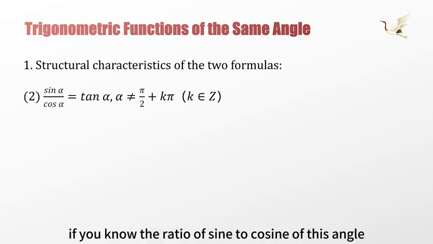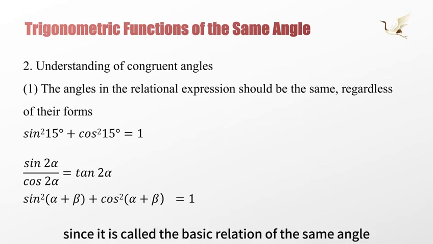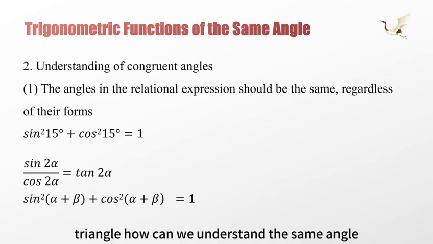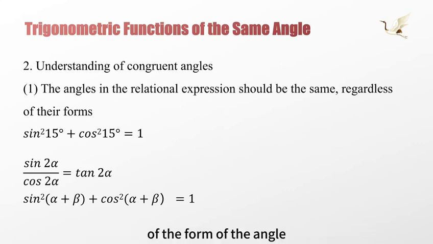If you know the ratio of sine to cosine of this angle, it is equivalent to knowing the tangent of the angle. Since it is called the basic relation of the same angle trigonometric functions, how can we understand the same angle? In the first relation, the angle should be the same, independent of the form of the angle. For example, the square of sine 15 degrees plus the square of cosine 15 degrees equals 1.